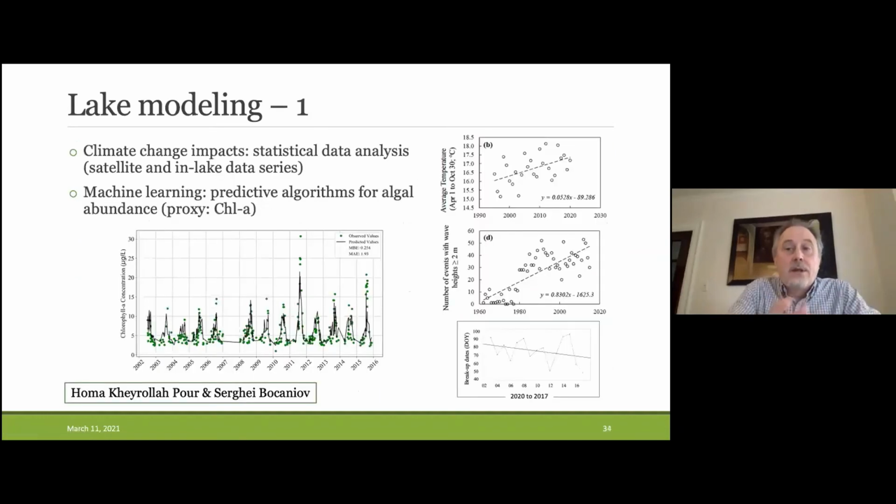For climate change, there is a lot of statistical analysis of time series data, which all show that indeed we have trends that are indicative of climate warming: an increase in surface water temperatures, an increase in the number of large storm events, and a decrease in ice coverage. Using this type of data, we can train algorithms through machine learning techniques to produce predictive relationships. In this particular case, you can see it for chlorophyll A. Those types of predictions are coming closer to operational predictions of, for instance, algal blooms like the ones you see here in 2011.